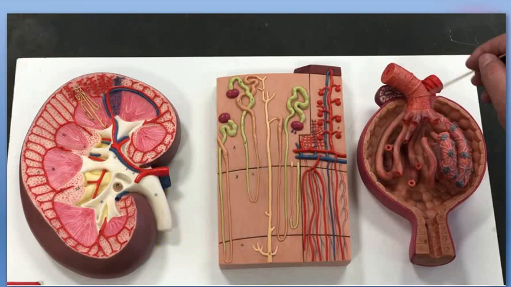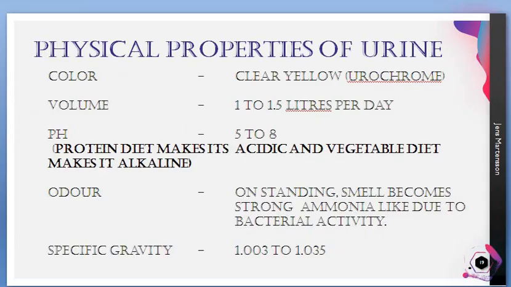When the bladder is 3/4 full, people may get the compulsion or the feeling to urinate, and the process of expulsion of urine out of the body is called micturition or urination. Right? The next thing we are going to learn is the physical property of urine. Physical property means we just check and tell about its properties.